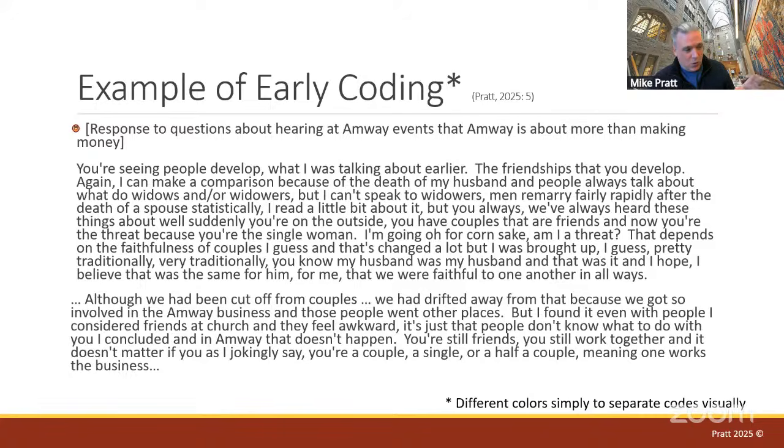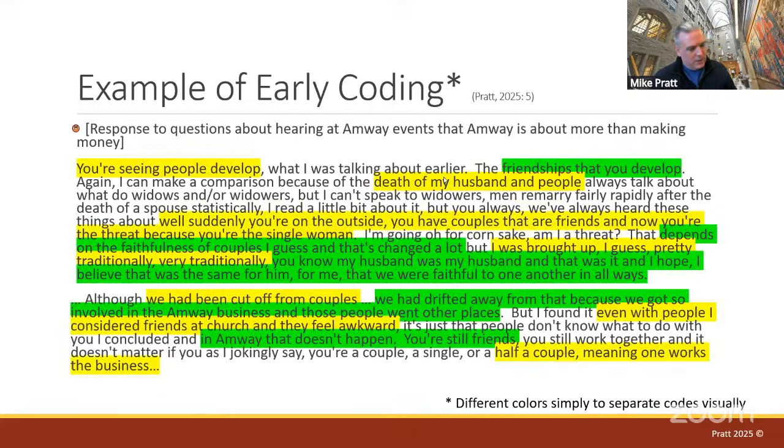She used the term "for corn's sake," something I've never heard before. Golly gee, why am I a threat? That depends on the faithfulness of couples. And she's rambling on about her life as a widow. At first I didn't really look at it, but later I coded this. By the way, the colors don't mean anything. The reason I use two different colors is that when I tried to illustrate with one color, it looked like I had one big code.